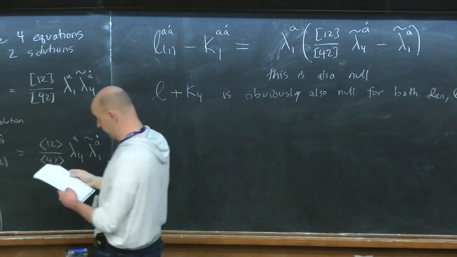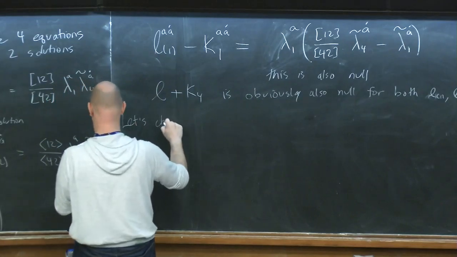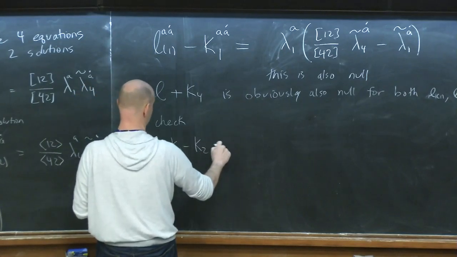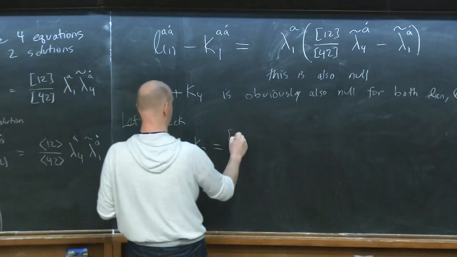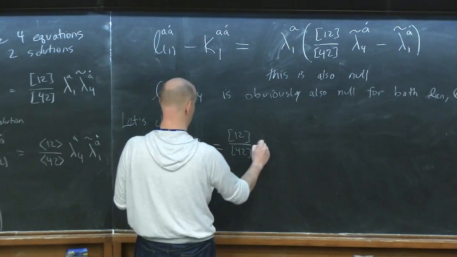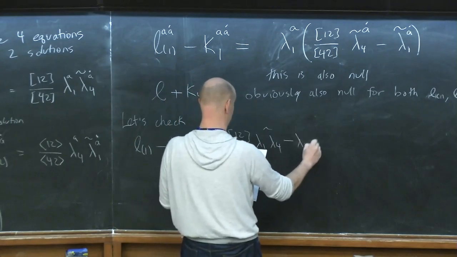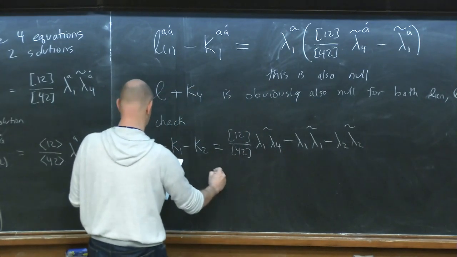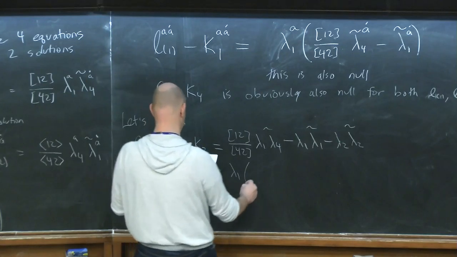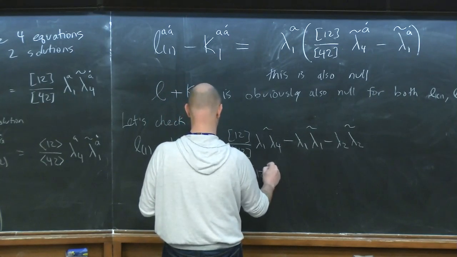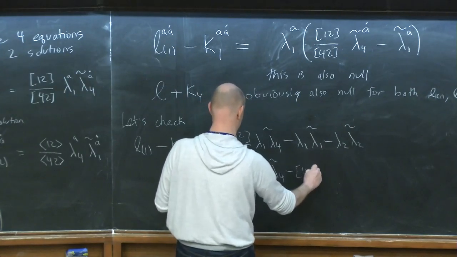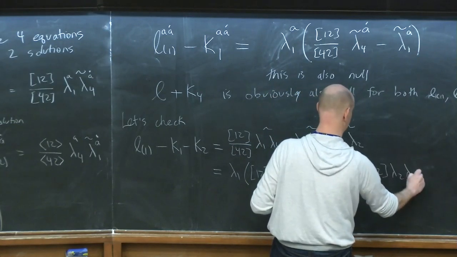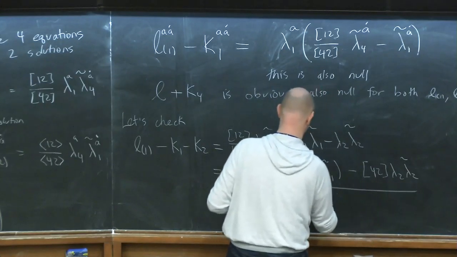So the only non-trivial thing to check is the last one. Let's check L1, and I'll do the first solution. The solutions work essentially the same way. So this is ⟨12⟩/⟨42⟩ times λ1 (λ̃4 minus λ̃1) minus λ1 λ̃1 minus λ2 λ̃2. This is equal to λ1 times ⟨12⟩λ̃4 minus ⟨42⟩λ̃1 minus ⟨42⟩λ2 λ̃2. I'm combining this all over the common denominator ⟨42⟩.